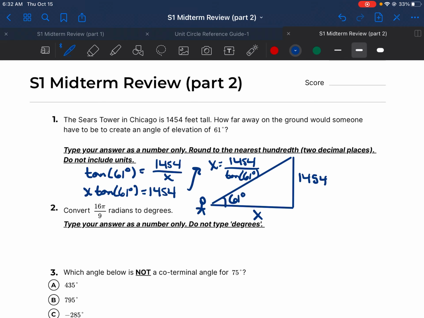After you plug that into a calculator and calculate, you would get that that distance is approximately 805.97 feet. Remember that the problem asks us to round to 2 decimal places, so we round to 805.97.